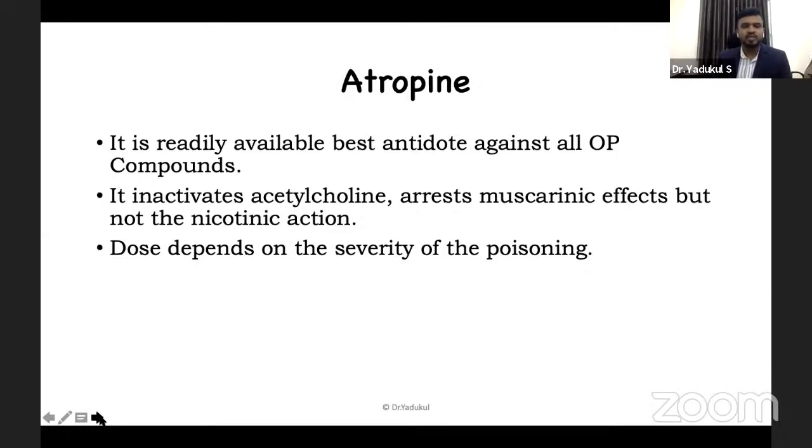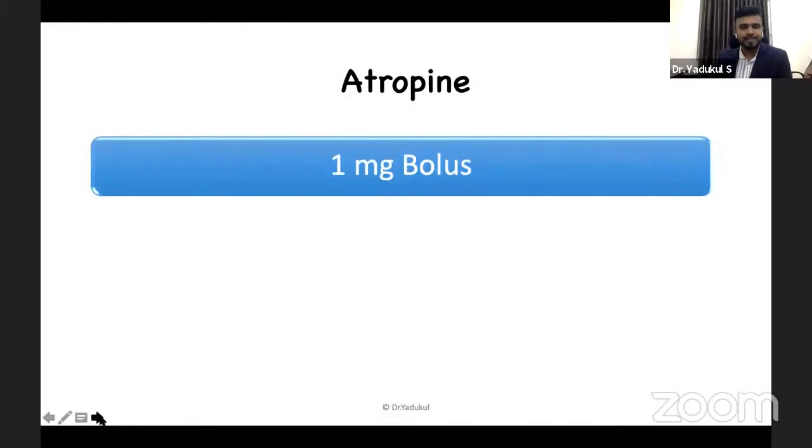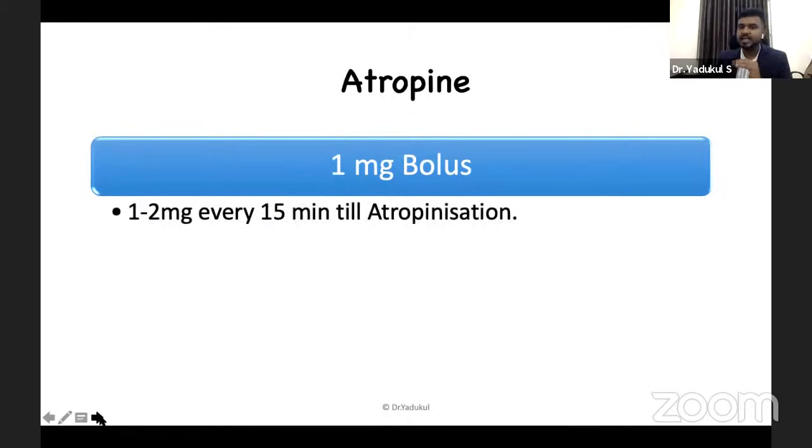And what is the dose? Dose depends on the severity of the poisoning. How do you know the severity of the poisoning? Based on the cholinesterase level. Is it 50%, 30%, 40%, 10%? Depending on the enzyme level, we'll give the atropine. But what is the standard dose of atropine which is commonly given? You have two options. The first option is you can give 1 mg bolus immediately, followed by 1 to 2 milligram every 15 minutes till there is atropinization. This is the first option to give atropine.